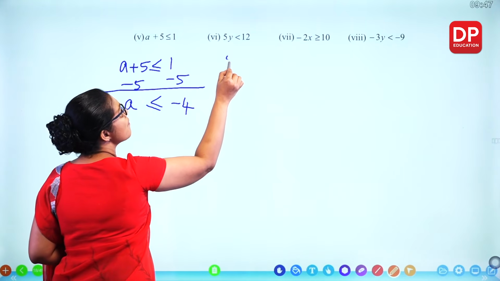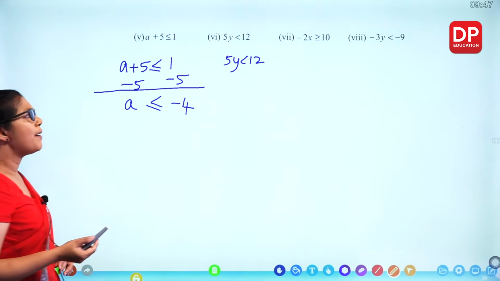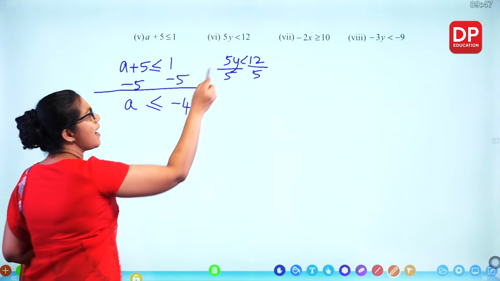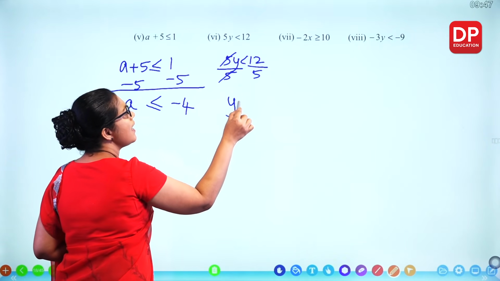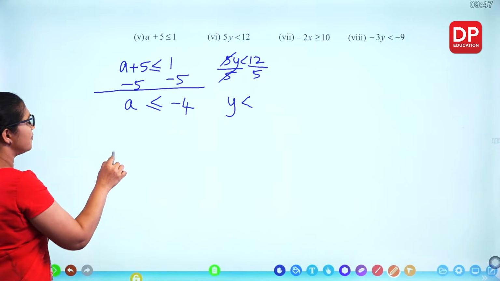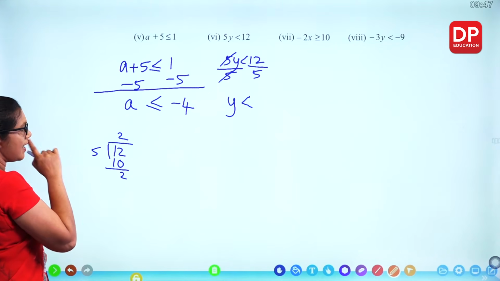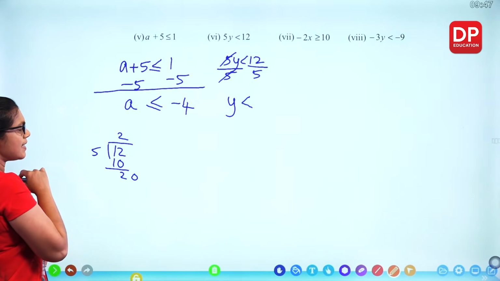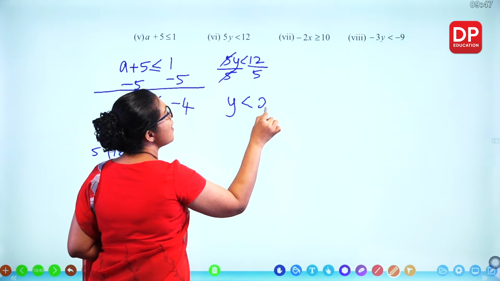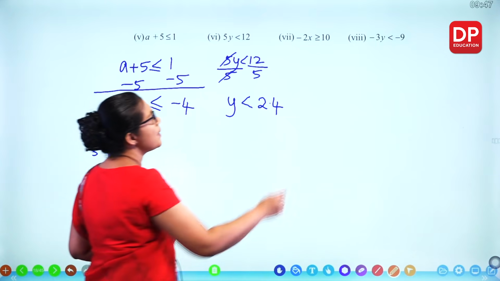What happens here? 5y less than 12. You need to divide this by positive 5. So I can divide both sides by 5. 5 gets cancelled out. You get y is less than 12 divided by 5. What's 12 divided by 5? You can just divide and see. 5 times 2 is 10, and if I want a decimal value, you get 2.4. So I can write y is less than 2.4.